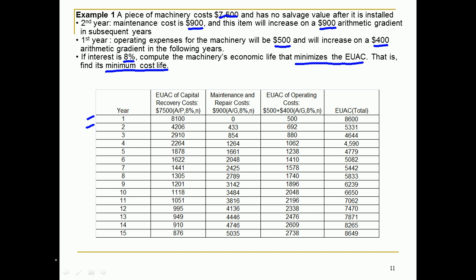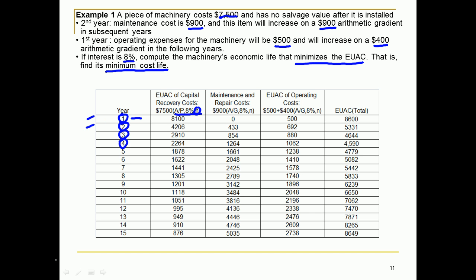And then you have to evaluate each cash flow on an annual basis for the specific duration listed here. So for instance, we're going to start with the equivalent uniform annual cost of capital recovery cost. That means that's for your initial investment of $7,500, and we're going to change that from the present to the annual basis. So we have a given P factor with 8%, and this n is going to be changing depending on the year in which you are at that point.